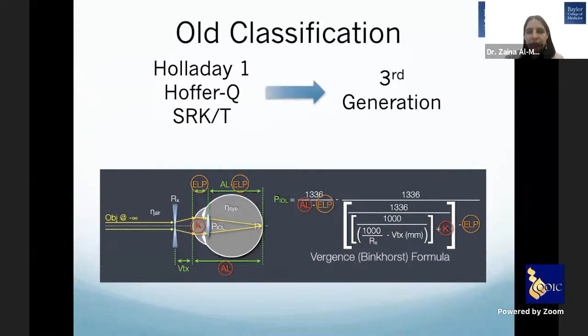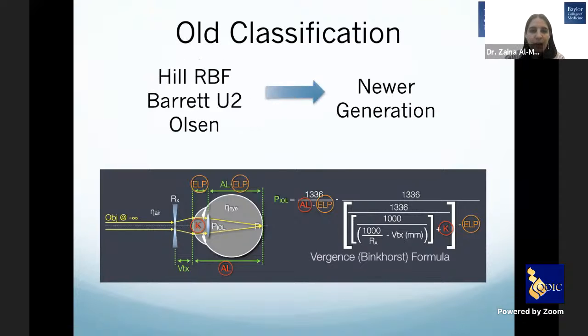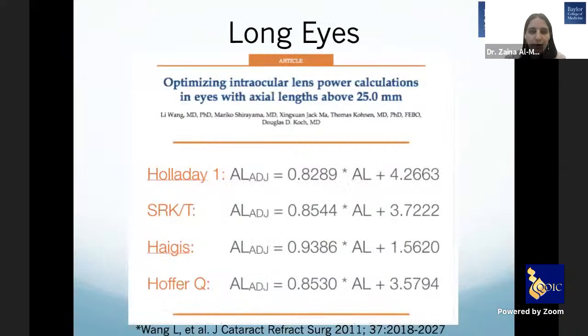One thing I want to say too, people have been talking about third generation formulas, fourth generation formulas, and newer generation formulas. It's important to note that that's the old classification. In a recent editorial by Doug Koch, he wanted to hone in on the concept of thinking of IOL calculations using functional classification. So geometric optics, based on the number of variables used, like axial length and cornea, the Holladay 1, Hoffer Q, SRK/T, and adding variables like anterior chamber depth, and so forth. Ray tracing, the Olsen, is one great example. Artificial intelligence, we utilize the Hill RBF, which we like. And then there are the new combination formulas such as the Lattice formula.